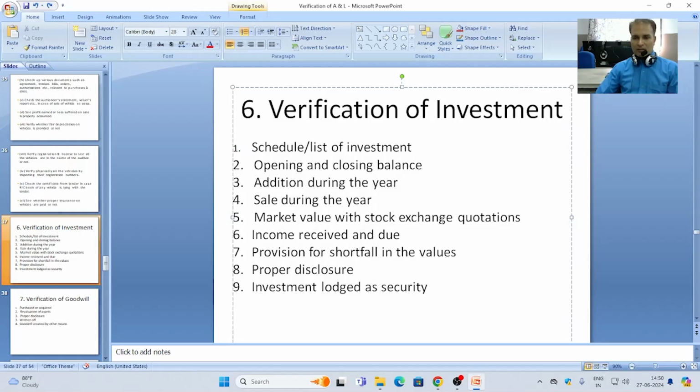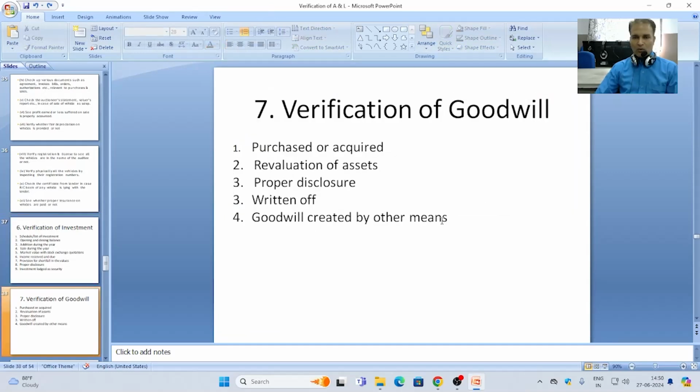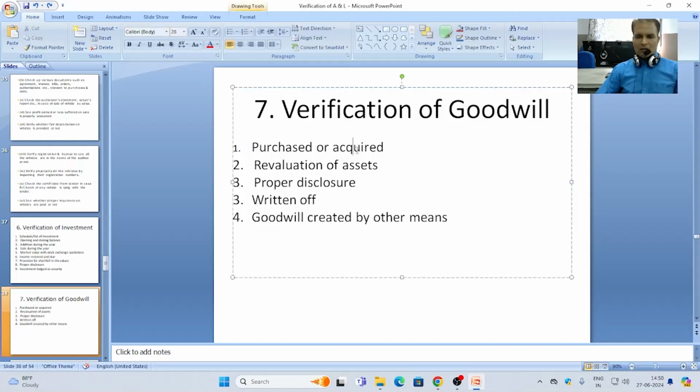Let me discuss a new asset for verification, that is goodwill. Goodwill means the capacity of a business to earn extra profit. So how can an auditor verify the goodwill? Let's discuss. Firstly, the auditor should verify whether the goodwill has been purchased or acquired.